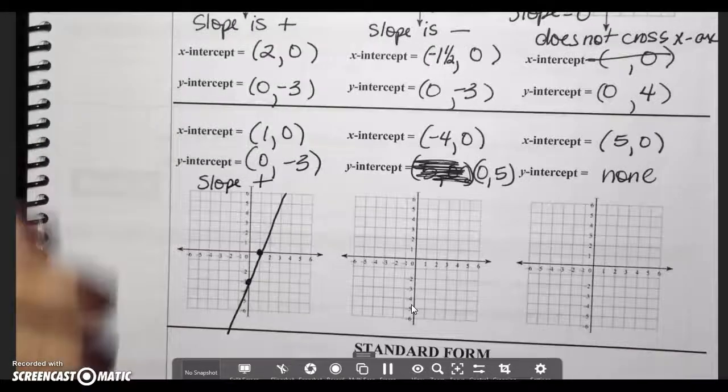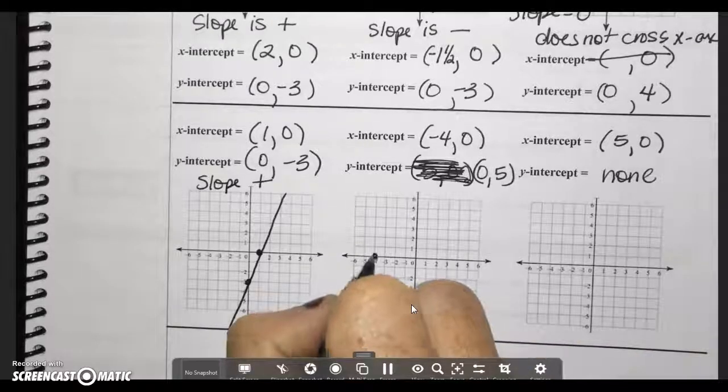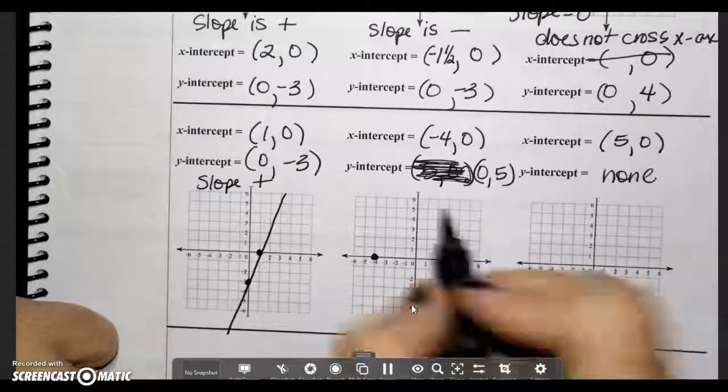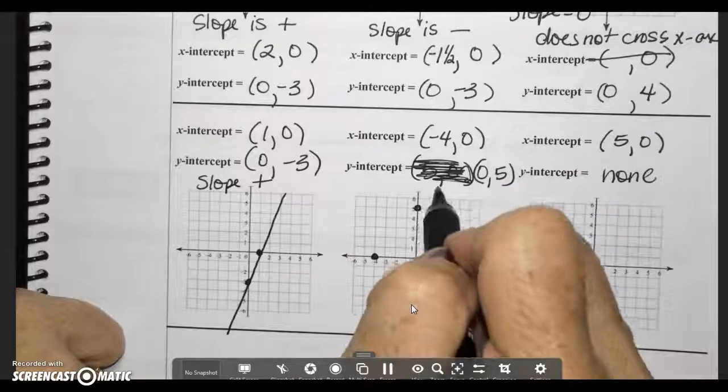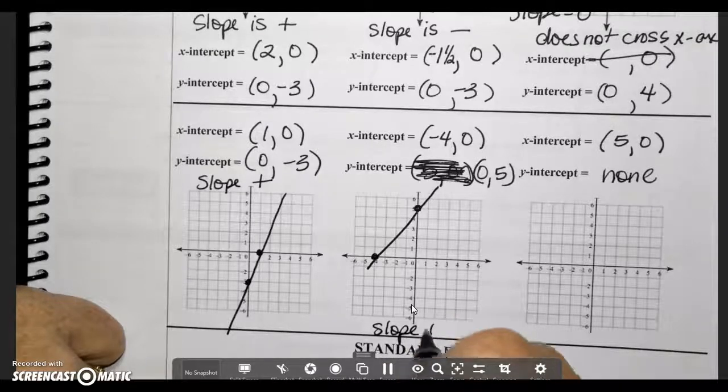Okay, let's graph the second one. Am I going left or right for the x-intercept? Left 4, and then up or down for the y-intercept? Up 5. Is that slope positive or negative? Slope is positive.